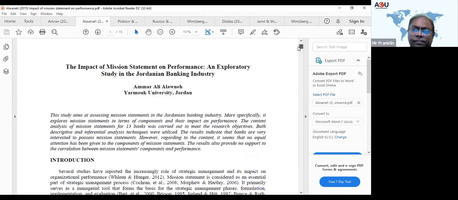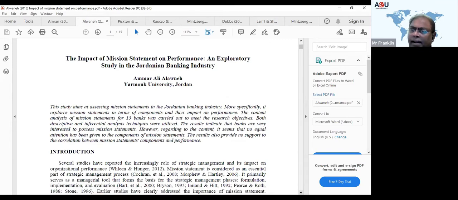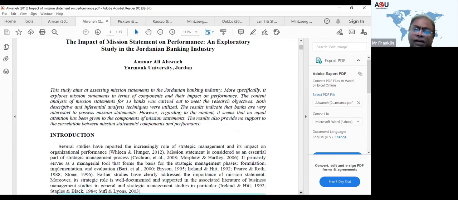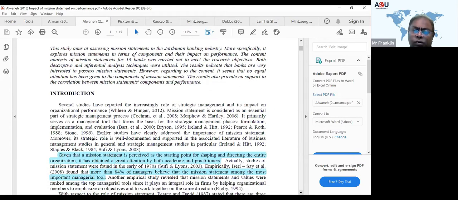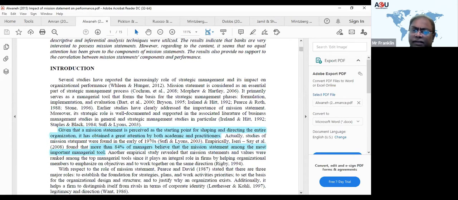Can you see my screen now? The Impact of Mission Statement on Performance: An Exploratory Study on the Jordanian Banking Industry. All right. So now, what is the banking industry and what is the mission statement? Now look at it. I've highlighted some of the information here.